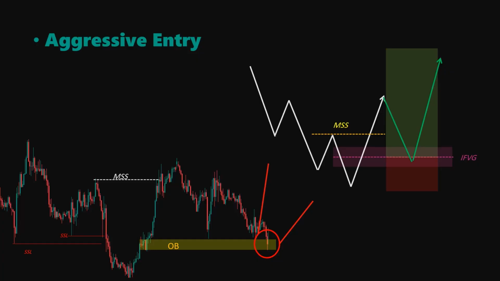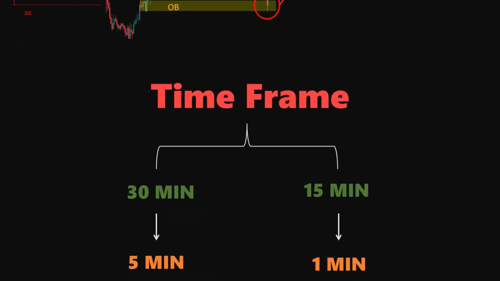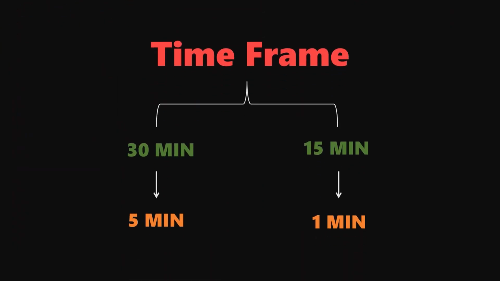Here's a useful tip: if you're trading with the 30-minute and 5-minute time frame combination, both the conservative and aggressive entries tend to perform well. But if you're working with the 15-minute and 1-minute combination, the aggressive entry method usually delivers stronger results.